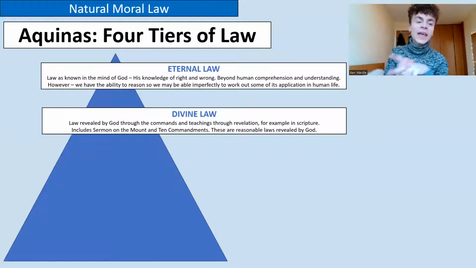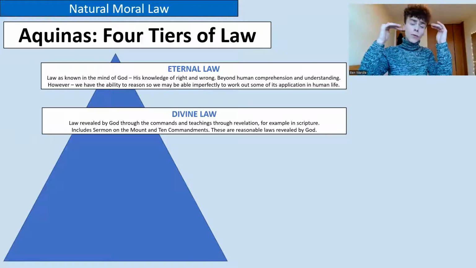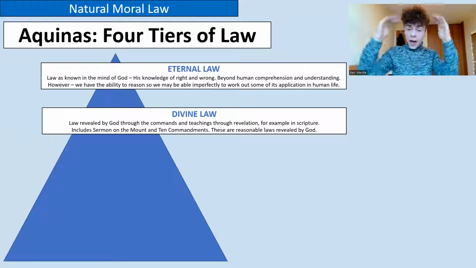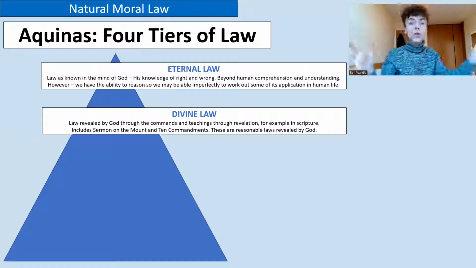So, the divine law. This is law revealed by God through the commands and teachings through revelation. For example, in scripture. So the 10 commandments, for example, it includes the Sermon on the Mount. So when Jesus addresses the people on the mountain and says, blessed are the peacemakers, blessed are the merciful, etc., and the 10 commandments. These are reasonable laws. Remember, it's all about the use of reason that are revealed by God. And so this is the next tier of law. And this is something we can access because it's revealed to us through scripture, because of the prophets, and because of God becoming incarnate within the world. And so that is our second tier of law.